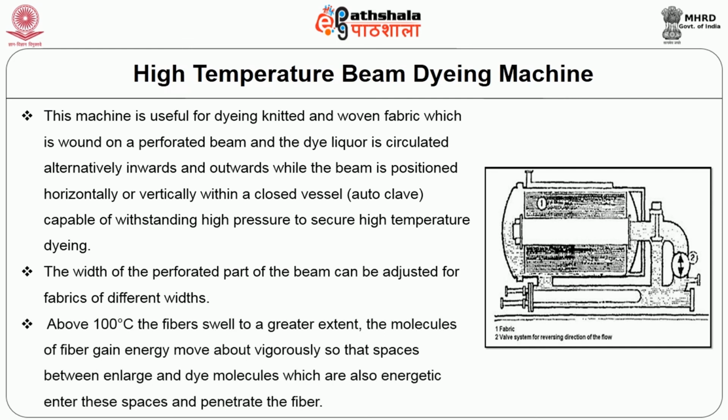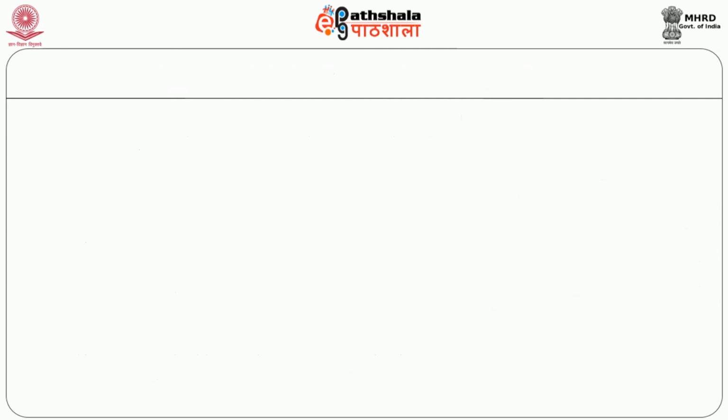Above 100 degrees centigrade, the fibers swell to a great extent. The molecules of the fiber gain energy and move about vigorously, so that the spaces between them enlarge, and dye molecules, which are also energetic, enter these spaces and penetrate the fiber. The next is the jet dyeing machine.